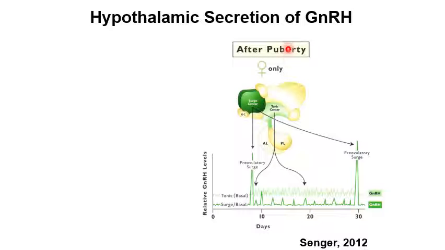So after puberty in the female animal, the tonic center, as shown in this diagram, will control the basal levels of GnRH, but they are considered to be higher than in the prepubertal female because the pulse frequency increases. We also have here the surge center, and the surge center controls the preovulatory surge of GnRH. Again, the preovulatory surge is important for ovulation. The male does not develop a surge center.